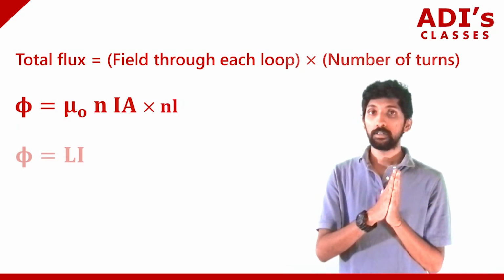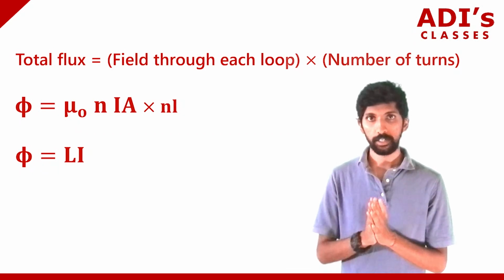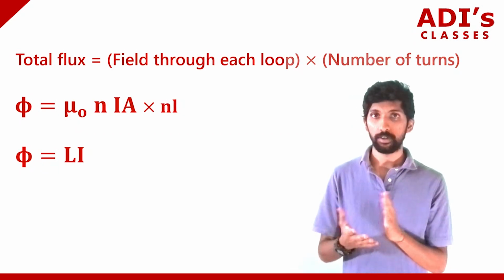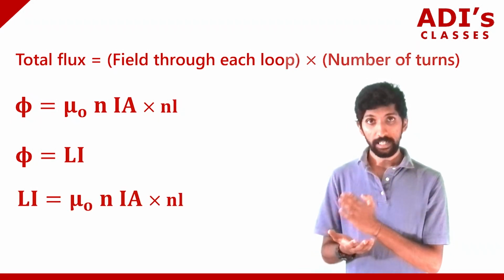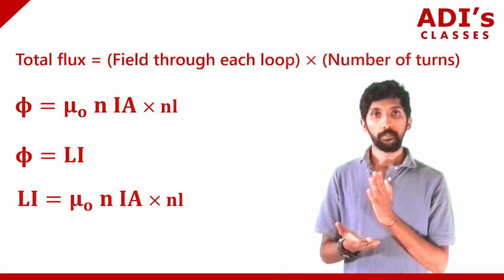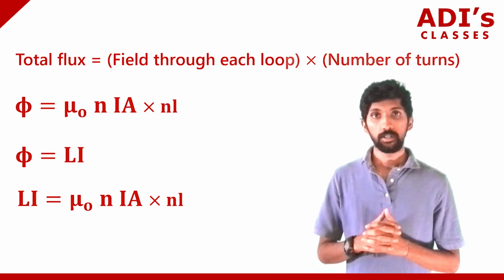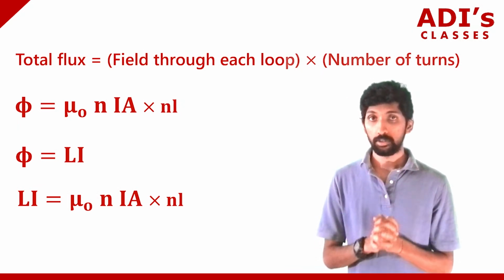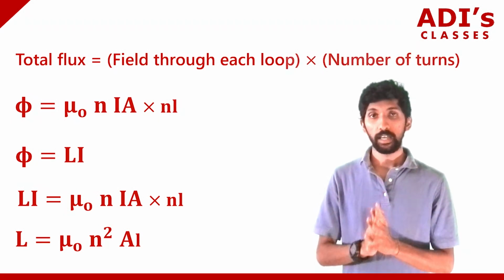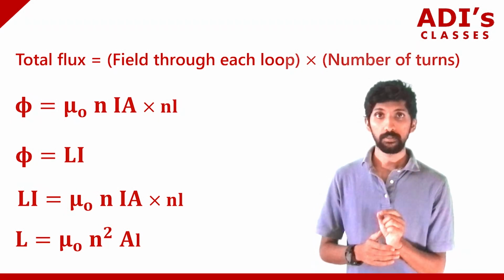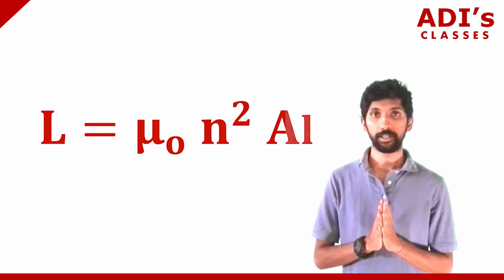Now, what was the magnetic flux of any particular coil by self-induction? We just figured it out, which was φ = LI. So equate these two. We have φ = LI, which is also equal to μ₀niA · nL. The I and I will get cancelled. So finally you end up with L = μ₀n²AL. Now this particular formula is the self-inductance of a very long solenoid.